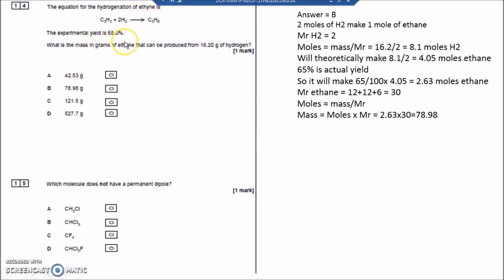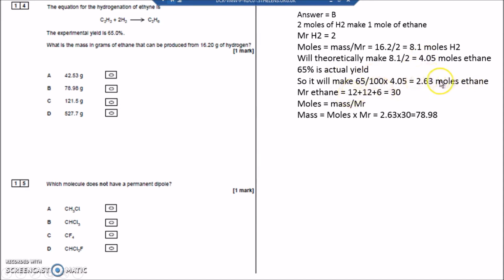We want to work out the mass of ethane. I now know if I've got 2 moles of hydrogen and make 1 mole of ethane, I've got 8.1 moles of hydrogen, so I must make half the amount. I must make 4.05 moles of ethane. That's the theoretical yield, but I only make 65%. So 65 divided by 100 multiplied by 4.05, I actually only make 2.63 moles of ethane because I only make 65% of the yield.